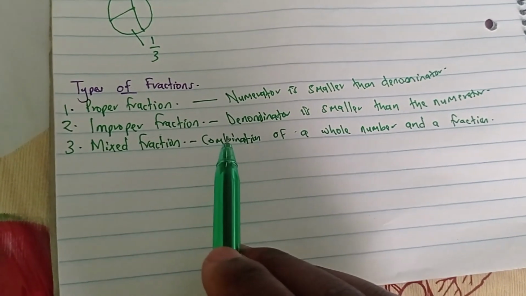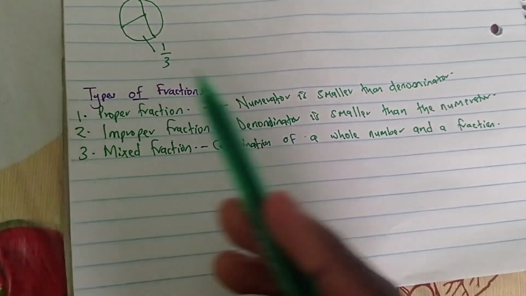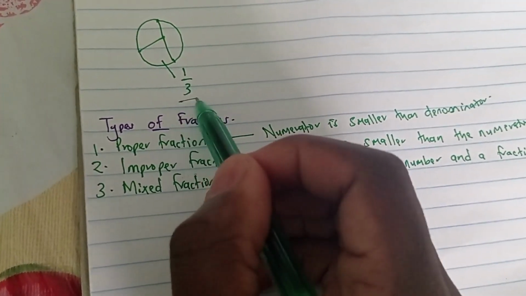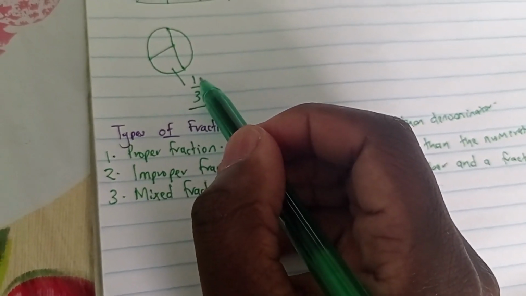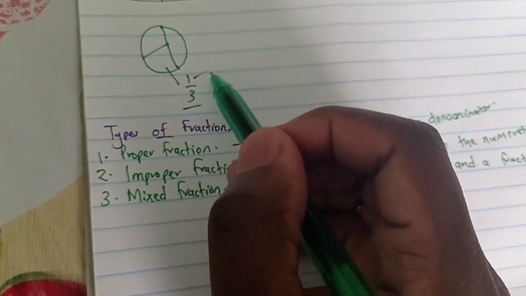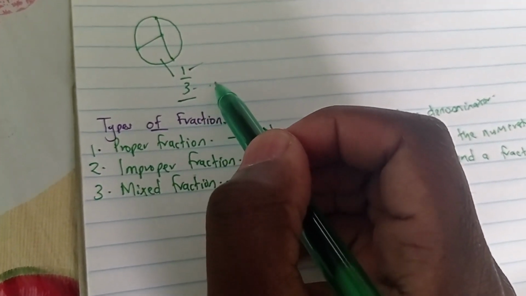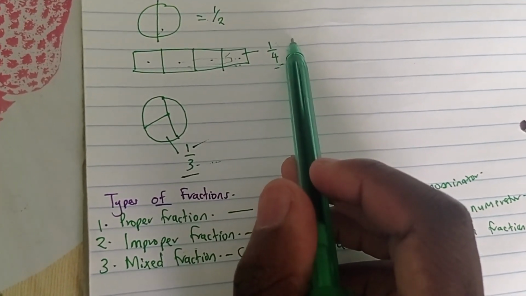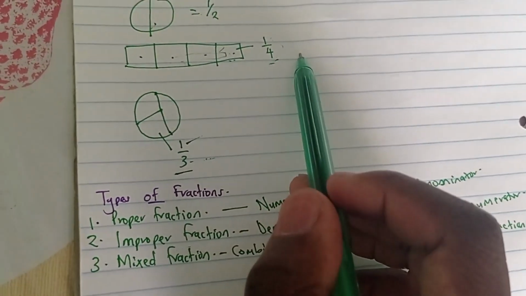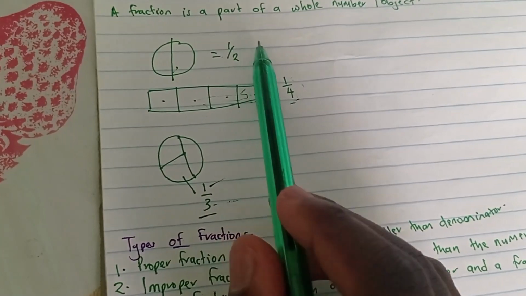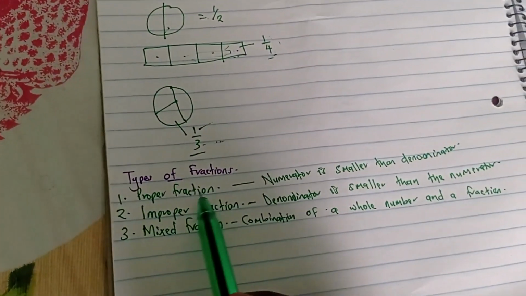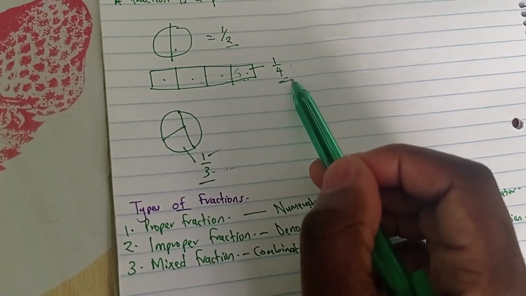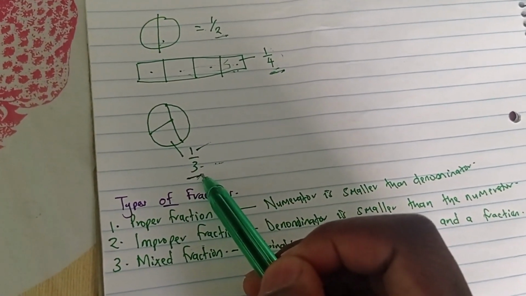So first off, let me show you what a numerator is and what a denominator is. For example, this is a third. The top number is the numerator, the lower number is the denominator. Same with this, a quarter. The top number 1 is the numerator, 4 is the denominator. And here, 1 is the numerator, 2 is the denominator. With the proper fraction, all these are proper fractions. A half is a proper fraction, a quarter is a proper fraction, and a third is a proper fraction.